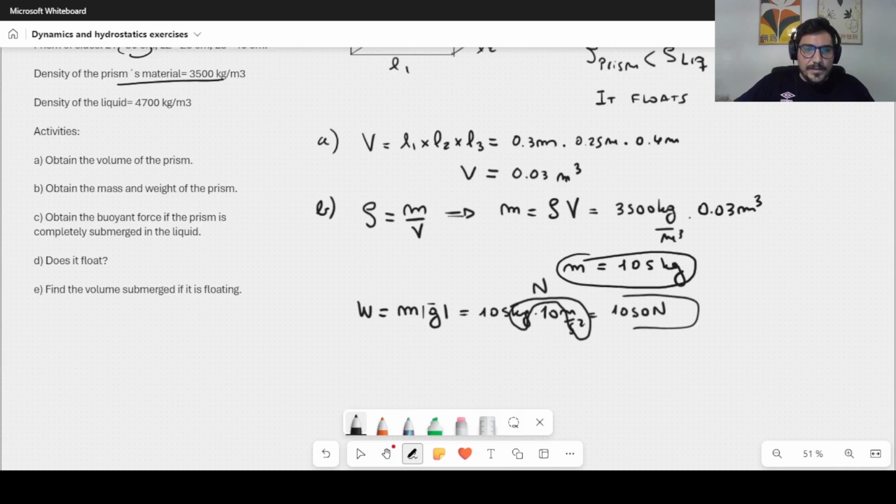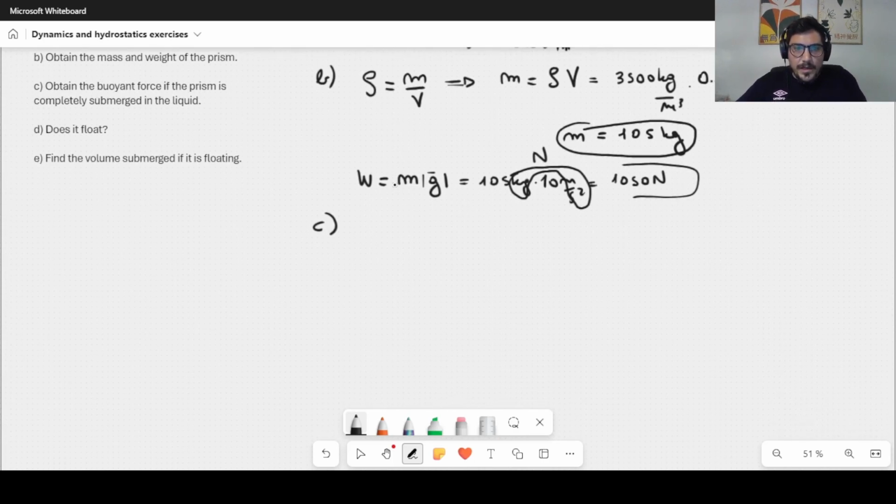Well, item C. Obtain the buoyant force if the prism is completely submerged in the liquid. Here we can think that we have a pool with this strange liquid, and the prism is below the free level of the liquid. So it's totally submerged into the liquid.